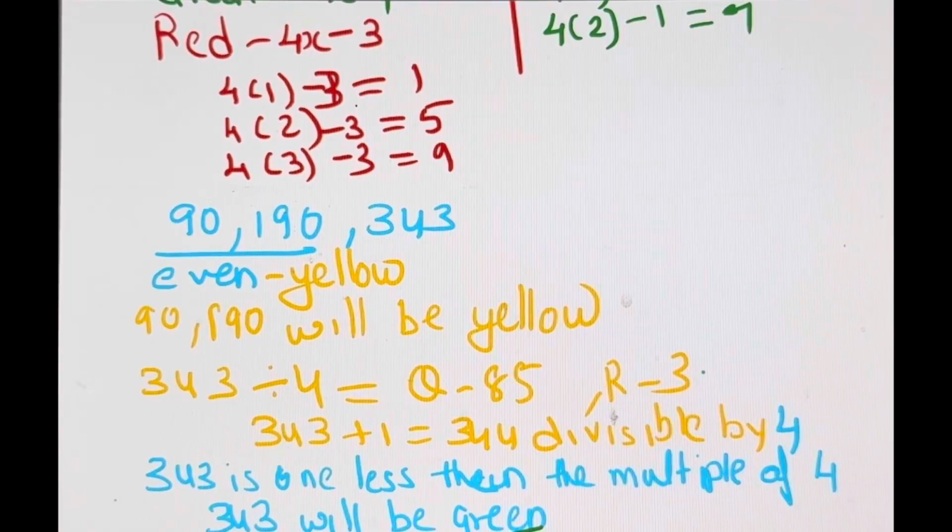So remainder 3 means 1 more than that will be divisible by 4. So that means 343 is 1 less than the multiple of 4. 1 less than means 4x minus 1, which means green color. So when the remainder is 3, the formula will be 4x minus 1. The remainder is 1, then the formula will be 4x minus 3. This is just vice versa. So remember that and don't make mistakes if you get other numbers.